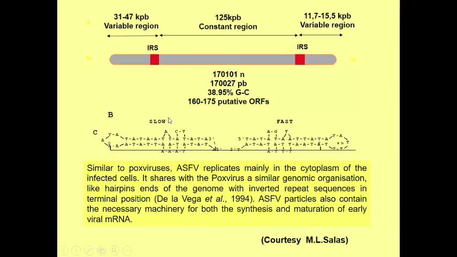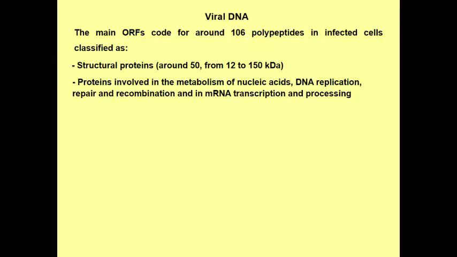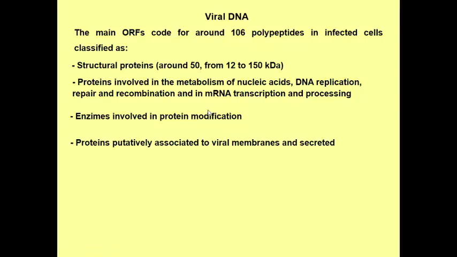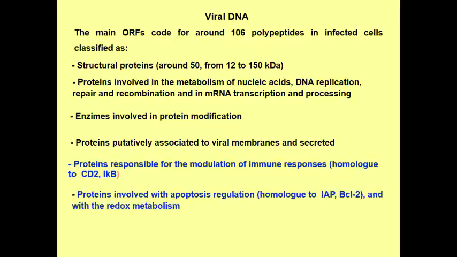This virus has a very large double-stranded DNA that codes for more than 100 polypeptides or proteins, which are in charge of different mechanisms. There are structural proteins, around 50, from 12 to 150 kilodaltons, and proteins involved in the metabolism of nucleic acids, DNA replication, repair, and recombination, and mRNA transcription and processing, and enzymes involved in protein modification. Some proteins are associated with viral membranes and secreted, and mainly some proteins interact with or confuse the host immune response, like proteins homologous to CD2 and ALB, and proteins involved in apoptosis, like proteins homologous to IAP and BCL2, and with the redox metabolism.